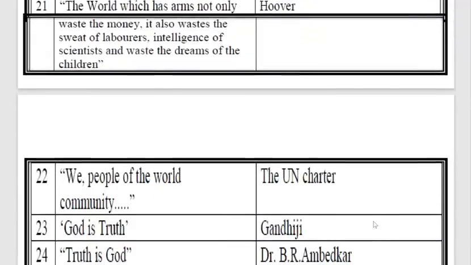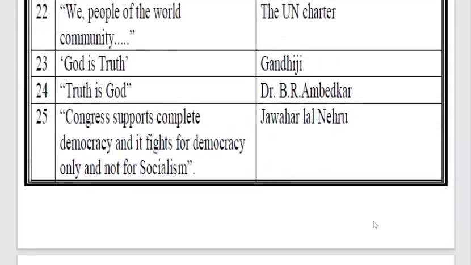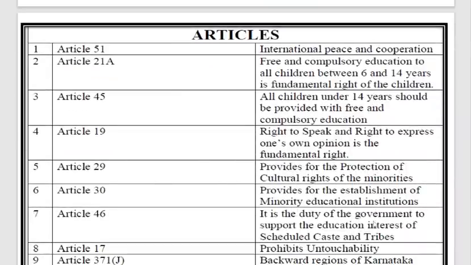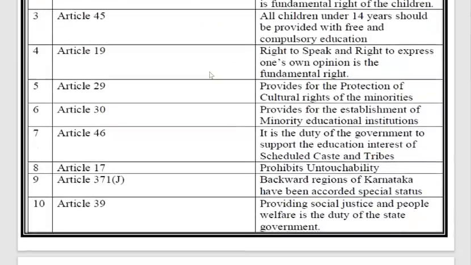Okay, and then as you can see here, these are the important statements that have been defined with these great people, and I have mentioned the articles, right? Please go through these articles. Article 51, what it states. Article 21A, what it states. Article 45, what it states. We have given the complete details of all the articles.